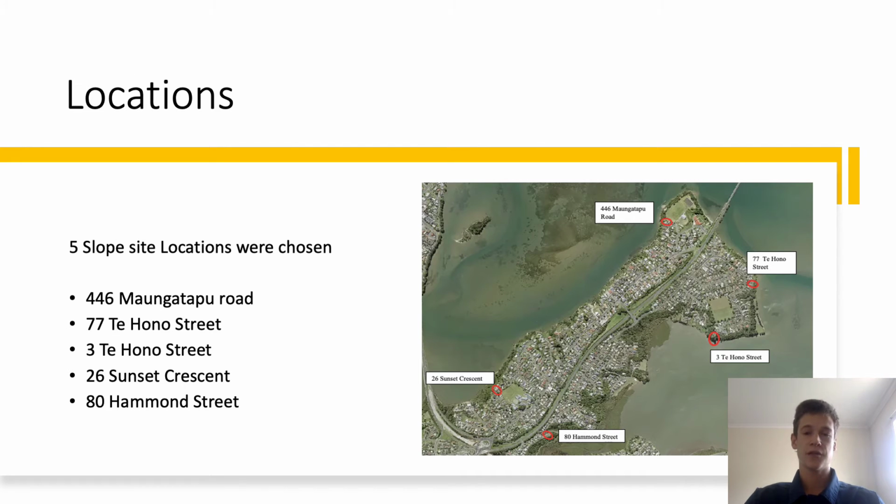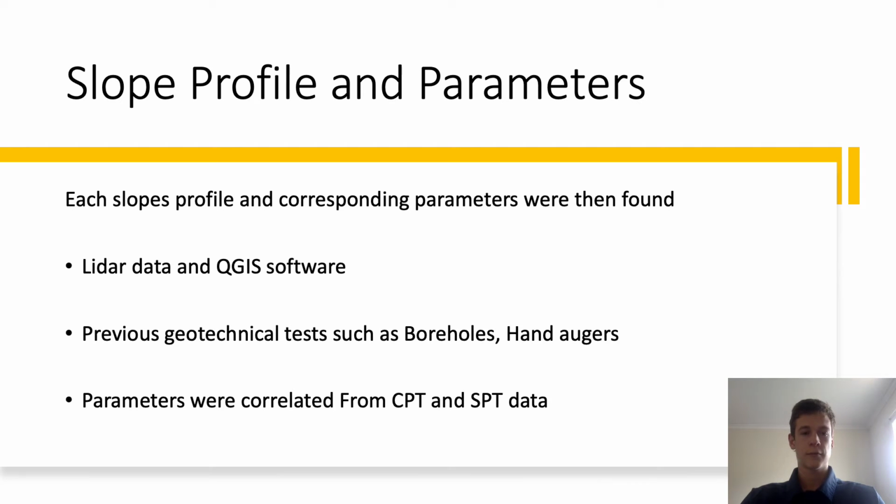Based off the selection criteria, 5 slope sites were then chosen. These are shown by the red circles on the aerial image of the Maungatapu Peninsula, with the 5 locations being spread out across the Maungatapu area. Each slope's profile and corresponding parameters such as friction angle, cohesion, and unit weight were then found.